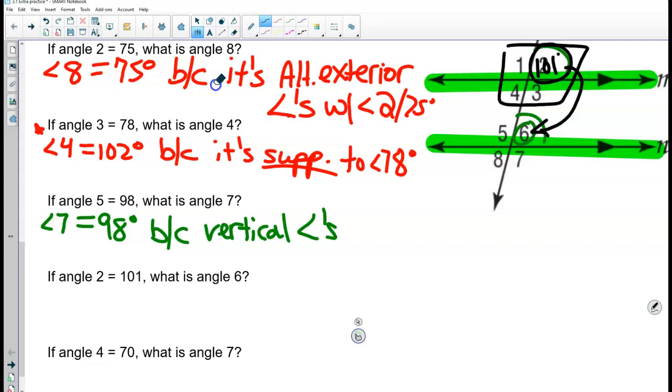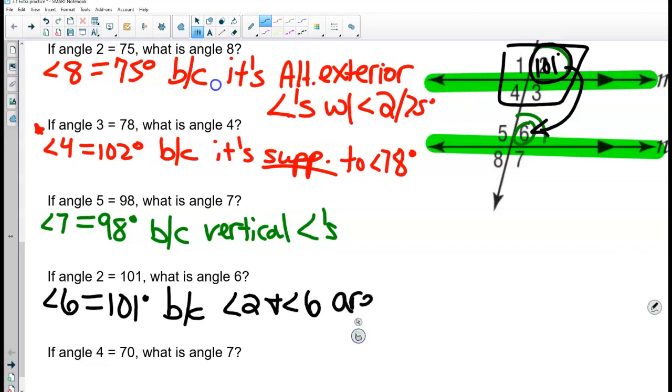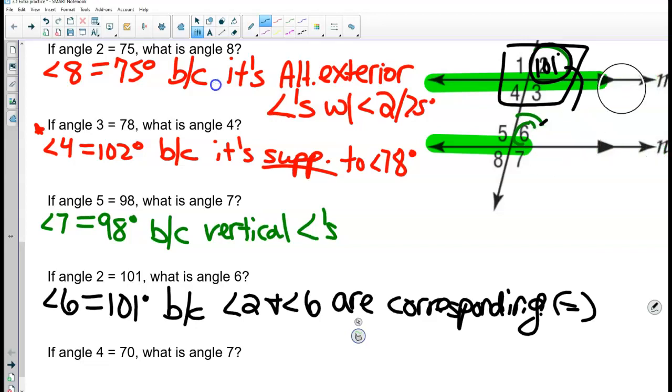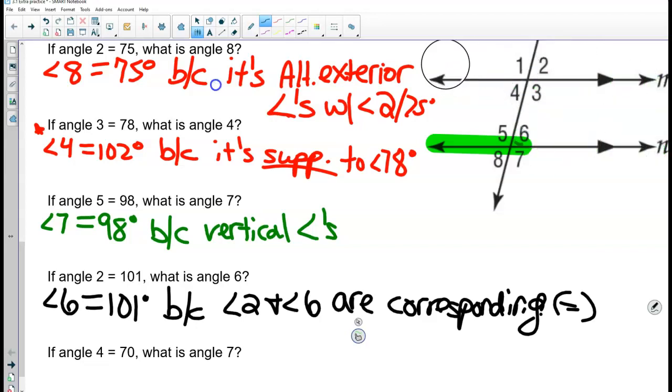If I can take one set, plop it right onto the other set. So angle 6 equals 101 also because angle 2 and angle 6 are corresponding. And we know corresponding means they are equal, or the fancy word, congruent. All right, last one, and then you're going to try one on your own.